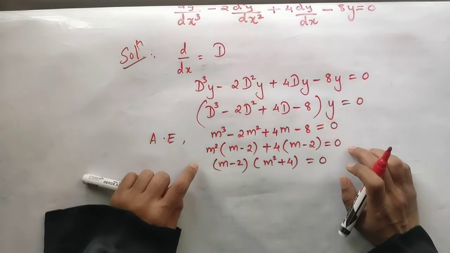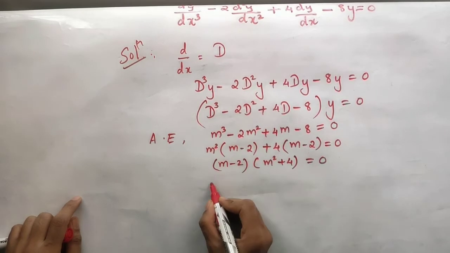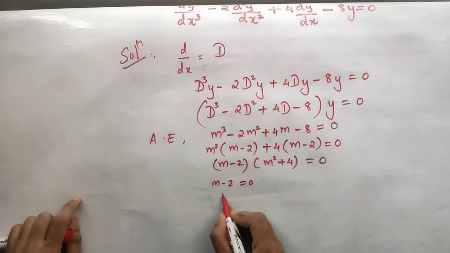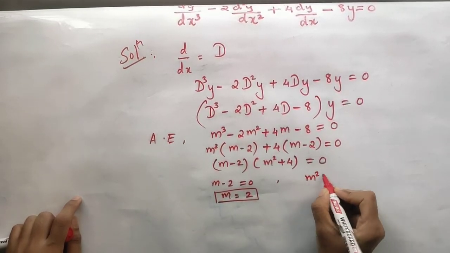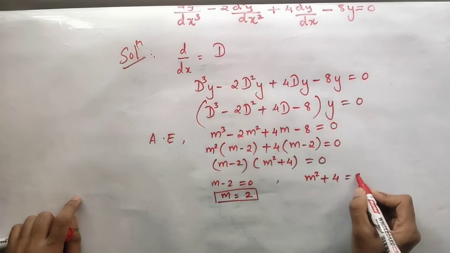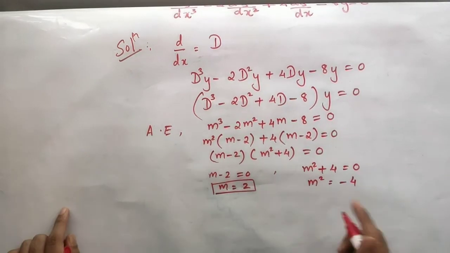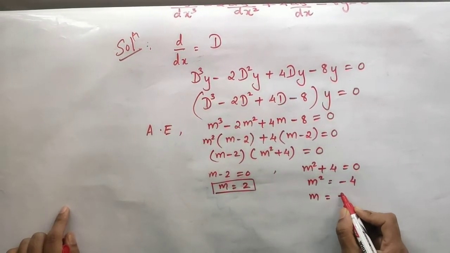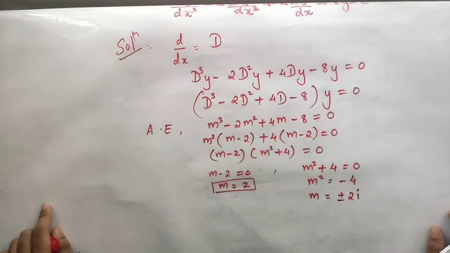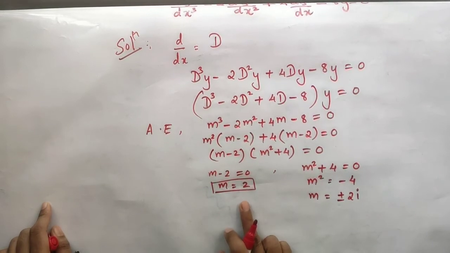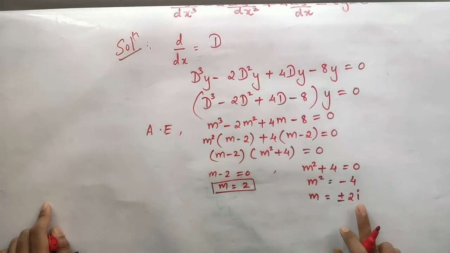I hope up till here everyone has followed. Now each bracket has to be equated to 0. From the first bracket, m minus 2 is equal to 0, so you get m equals 2. That is the first root of this equation. The next bracket is m square plus 4 is equal to 0, or m square is equal to minus 4. So what is m then? m is plus or minus 2i, is it not? So one is the real root, and the other two are complex roots.